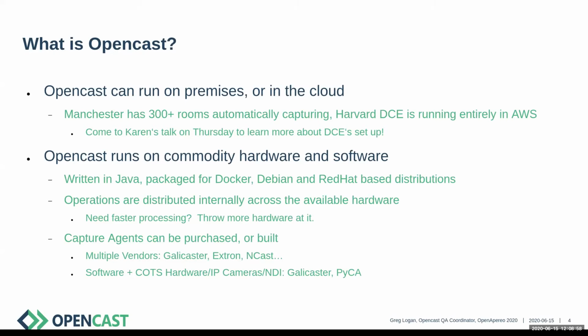You can also use PyCA, which is an implementation of the capture agent written in Python. It was originally designed to run on a Raspberry Pi as a backup capture agent and has since sort of taken on a life of its own. So it's very easy to get into, and can be very low cost. It doesn't have to be, but it can be very low cost to get into the capture agent space in Opencast.